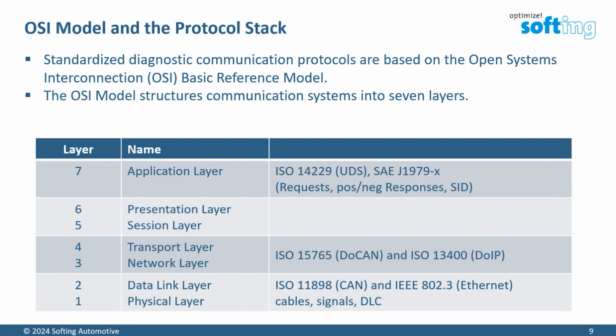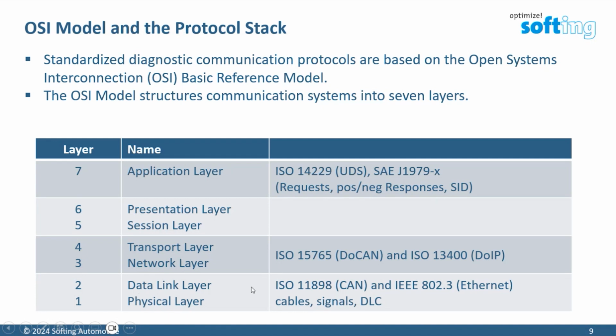There's an application layer, presentation, session, transport, network, data link, and physical layer. That's an important thing because all these layers contain protocols. On the application layer, we have the UDS, Unified Diagnostic Services, and the SAE J1979. You know them as OBD modes, or the -X, -2, and -3, the new protocols. Here, you will find the requests, positive and negative responses, and the service identifiers.